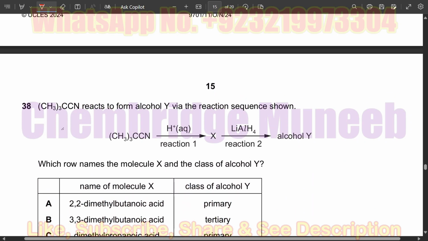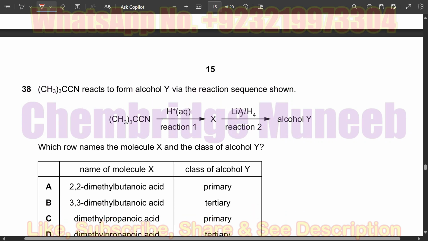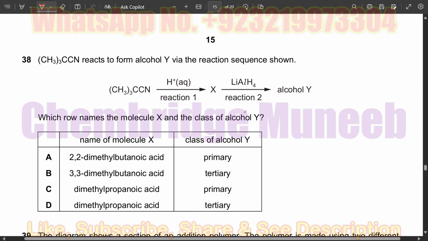Question number 38. CH3 three times CCN. So which row names the molecule X and the class of alcohol Y? Okay, here we have the reaction of this compound with the hydrogen ions, and that will further react with lithium aluminum hydride.